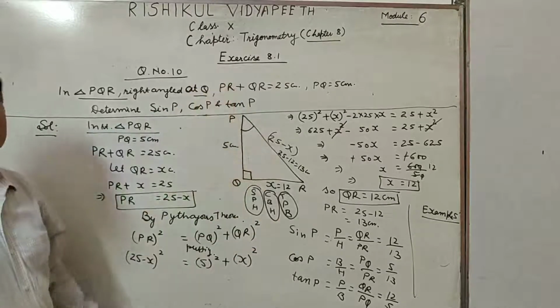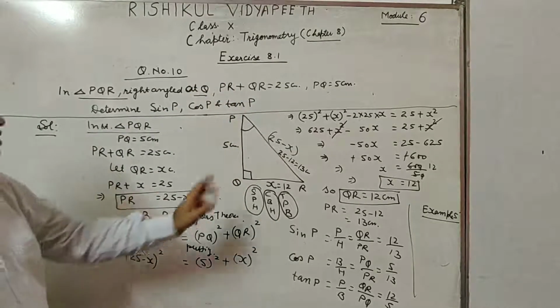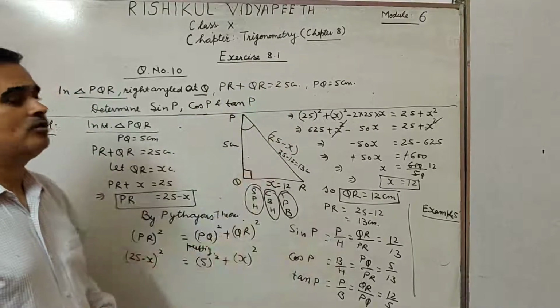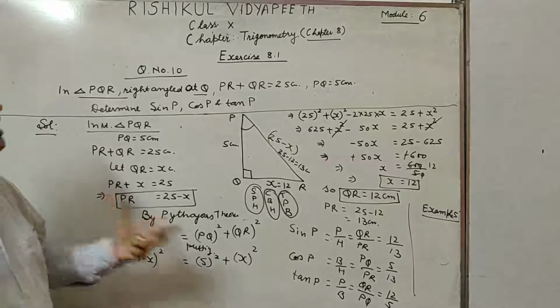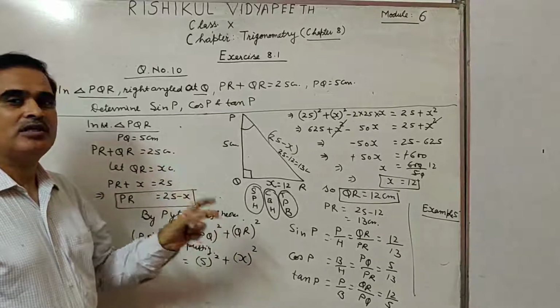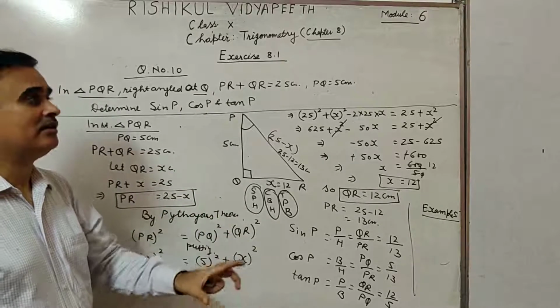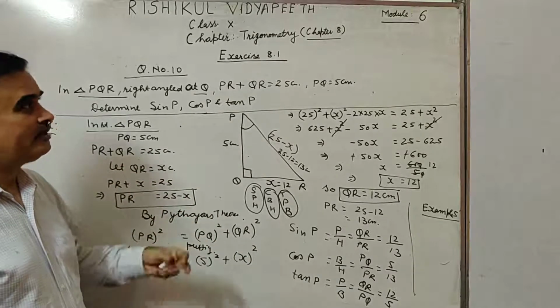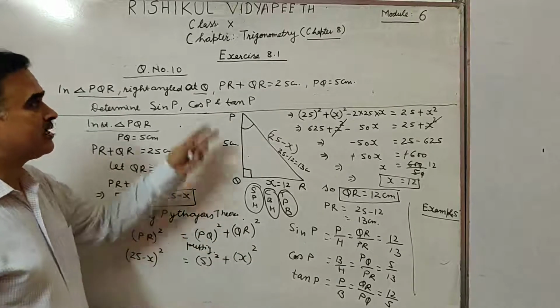In module 7, we will start this exercise 8.2, and in this exercise, you know that I told you the table of different angles 0, 30 degree, 45, 60 degree and 90 degree. That will be used in this. It is a very easy exercise, and in module 7 we will complete this exercise 8.2.